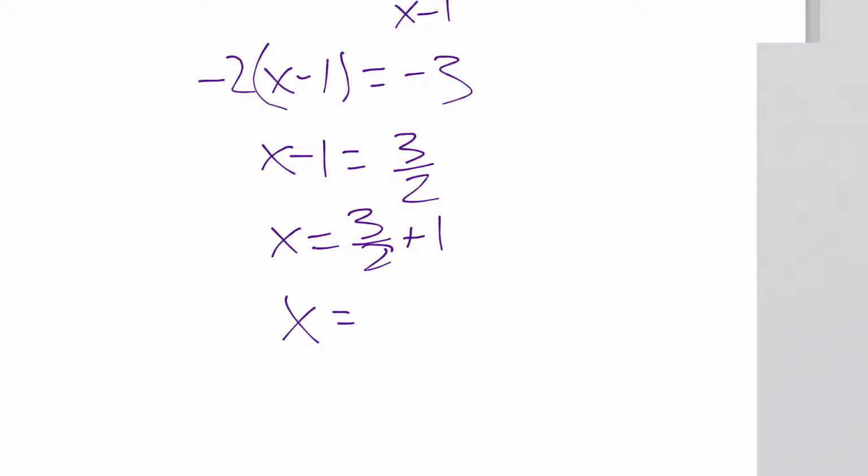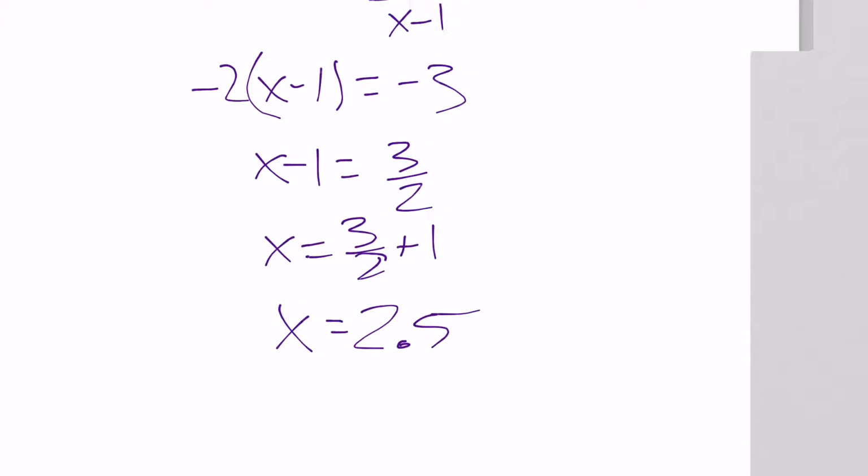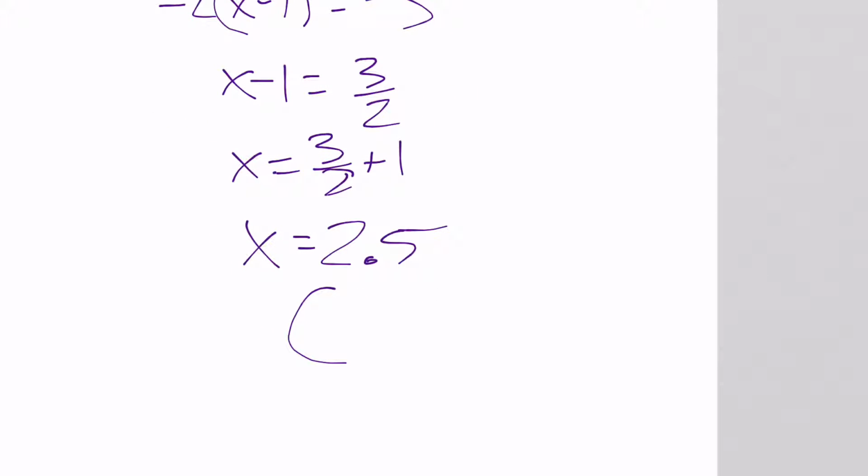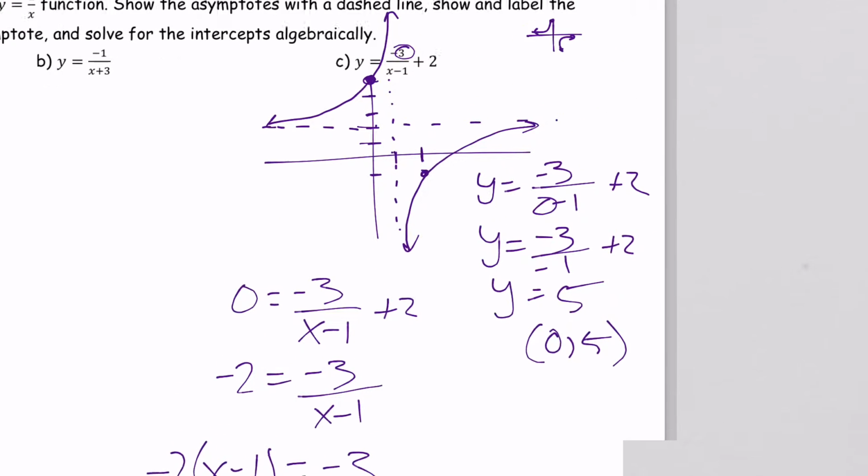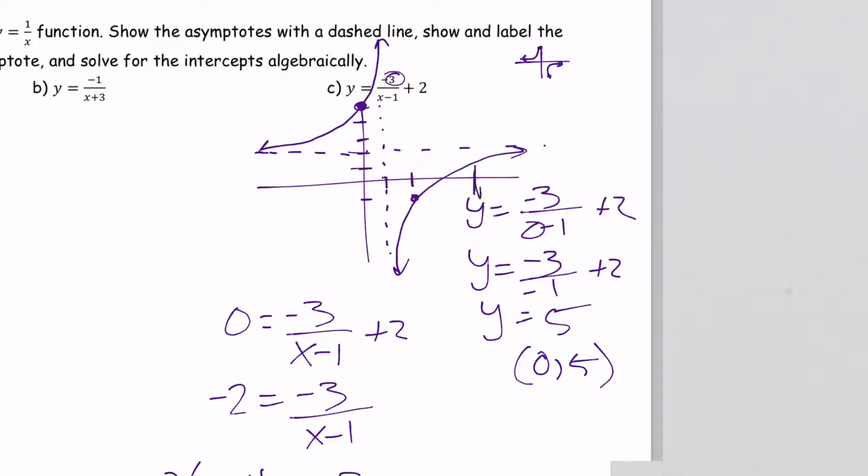So x equals 3 over 2 is 1 1/2. 1 1/2 plus 1 is 2 1/2. We'll use a decimal for you. So my x-intercept is at 2.5, 0. Does that agree with this? Sure, let's call that 2.5 right there.